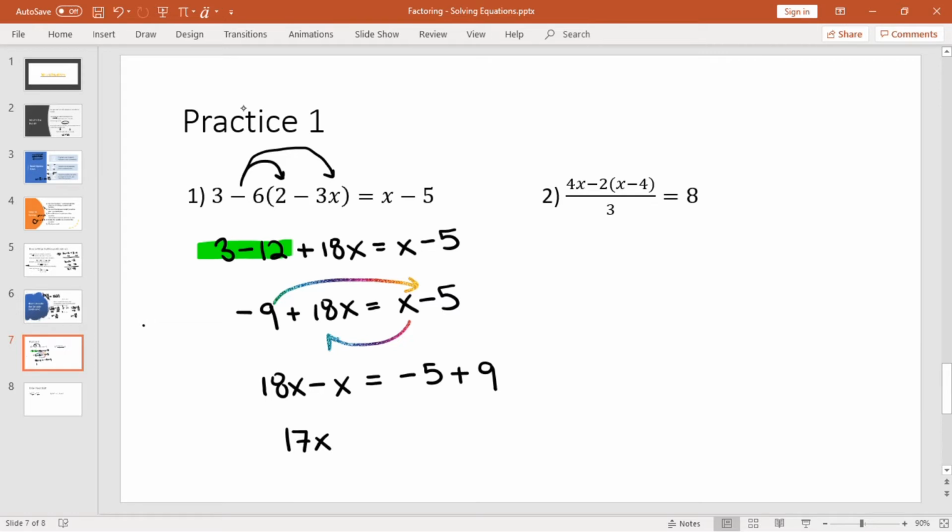Do the math, collect like terms. 17x is equal to 4. And then divide both sides by 17 to isolate the x, and you're going to get x equals 4 over 17.